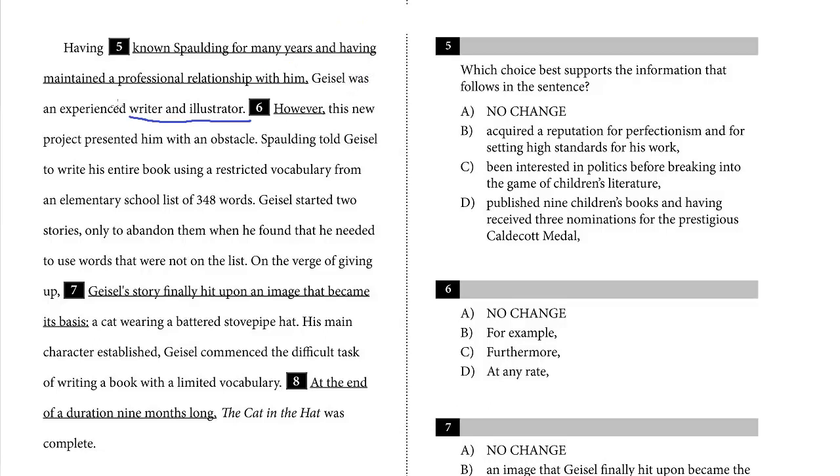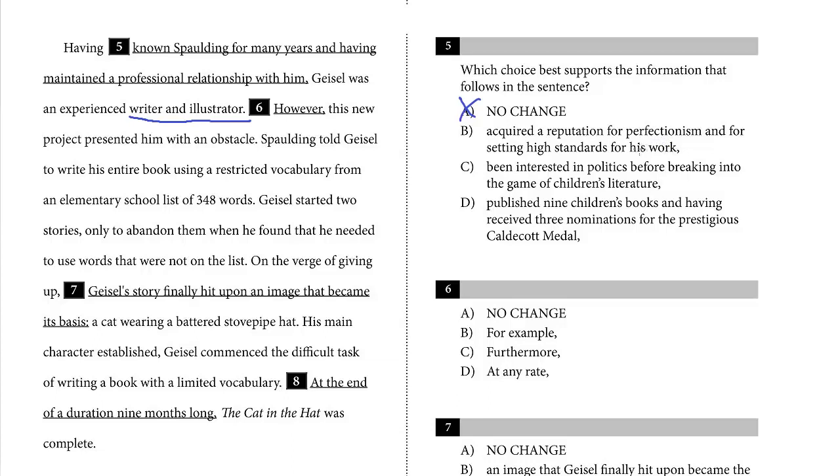And the reason he was selected, he was an experienced writer and illustrator. And these evidence-based questions, you want evidence of his experience as a writer and illustrator. The professional relationship is not relevant here. Again, this is one of these evidence-based questions. So what would reinforce that he was an experienced writer and illustrator? It's not the relationship. Acquired a reputation for perfectionism and for setting high standards in his work.